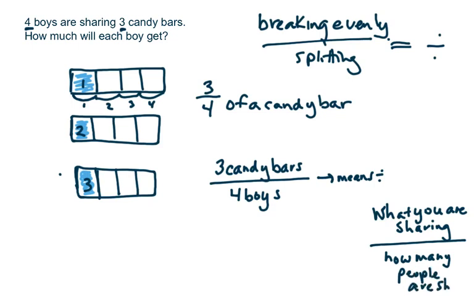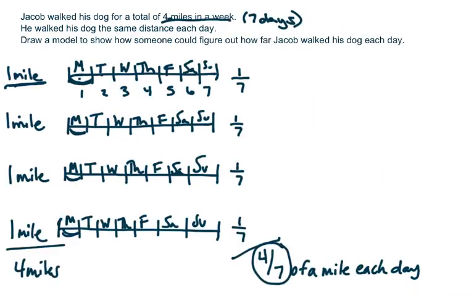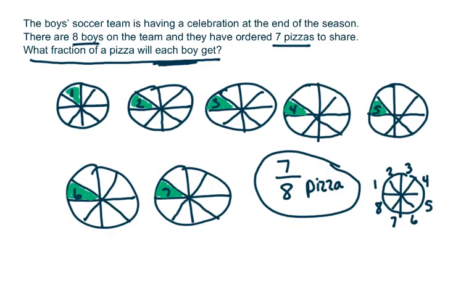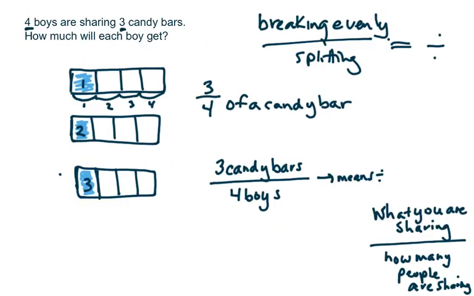We can see that same principle in our first example when we talked about the pizza. What were they sharing? They were sharing 7 pizzas. And if you notice in our answer, our top number is 7 there. How many people were sharing it? Oh, there were 8 boys. And if you notice, that's our bottom number. Now we can draw the example, we can show the model to show why. But oftentimes you'll see that what you are sharing is going to be over how many people are sharing. So what you are sharing will be the numerator on top. How many people are sharing will be the denominator on the bottom.